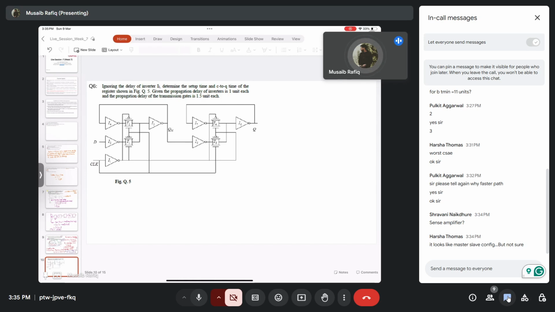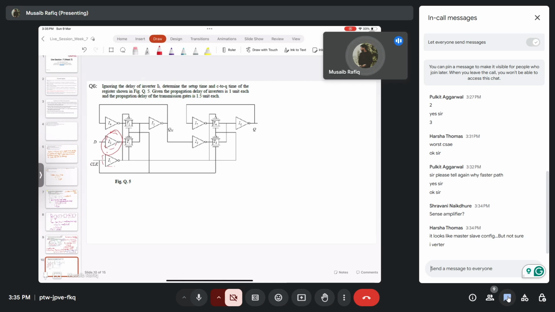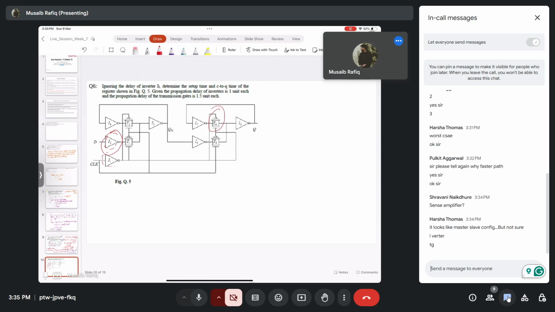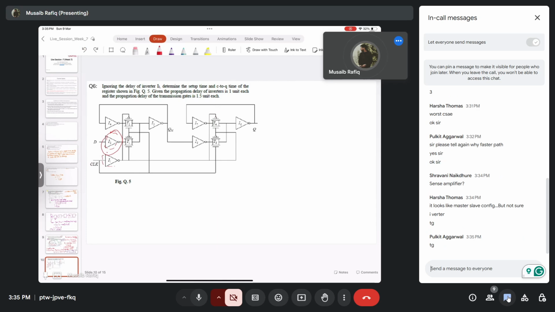Let me talk about it in detail. But before that, let's recapitulate some of the things. What is this block? This is the symbol of an inverter, correct, and this thing is a transmission gate. Yeah, thank you.